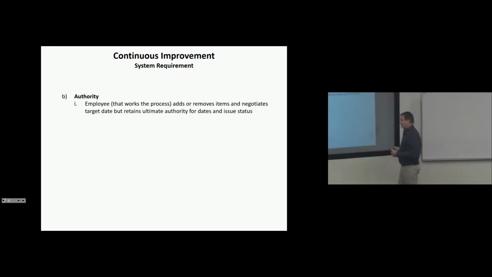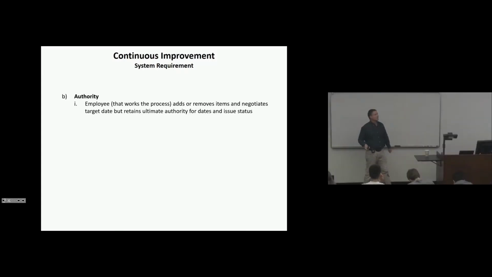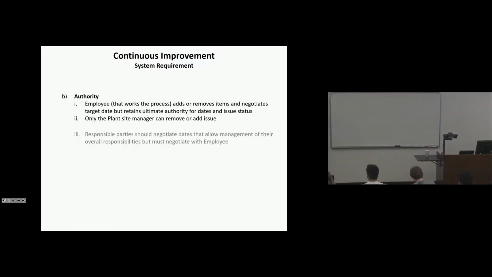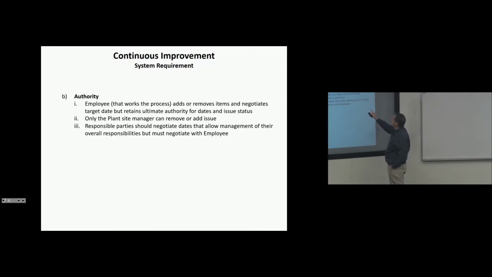And if the people that work it can't be trusted, you do have a plant manager that says, look, you don't need another drinking fountain. We're wiping that one off. That rarely happens, by the way. People adapt to this very well, and you can trust them. Only the plant site manager can remove an issue. Responsible parties should negotiate dates that allow management of their overall responsibility, but they negotiate with the employee.